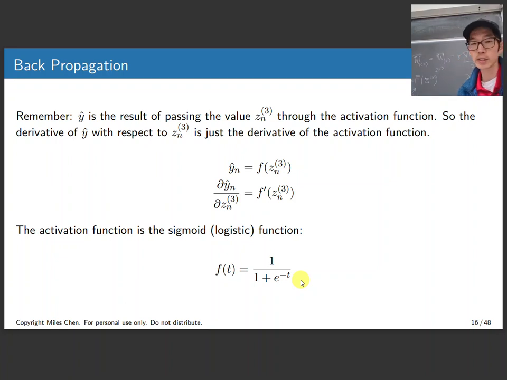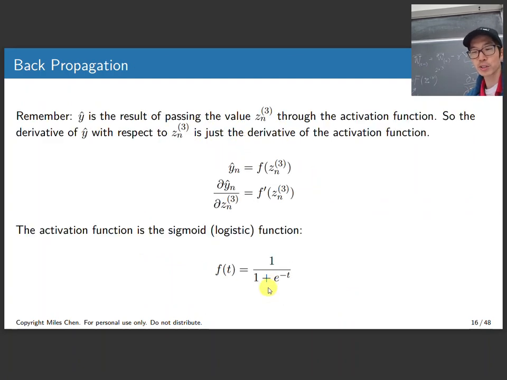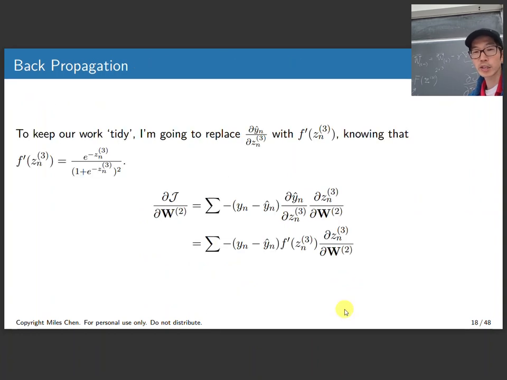So f prime here, we'll just use the quotient rule from calculus. If f is u over v, then f prime is u prime v minus u v prime, over v squared. So if u is 1 and v is 1 plus e to the negative t, you go through it and f prime is e to the negative t divided by 1 plus e to the negative t, quantity squared. So that's going to be f prime there.